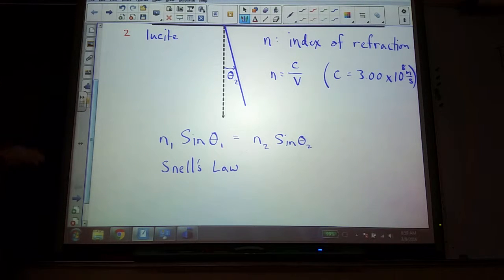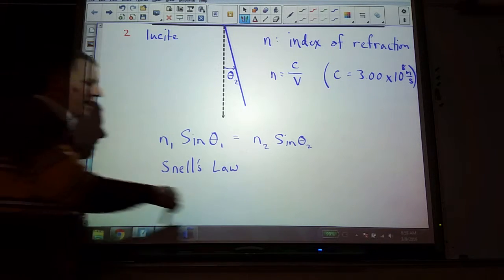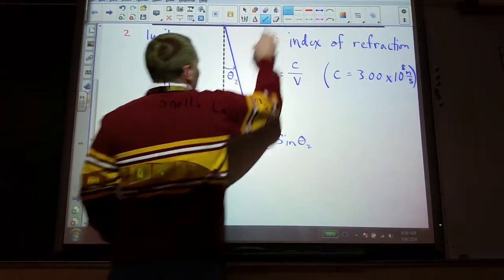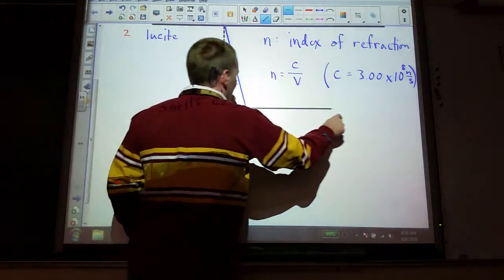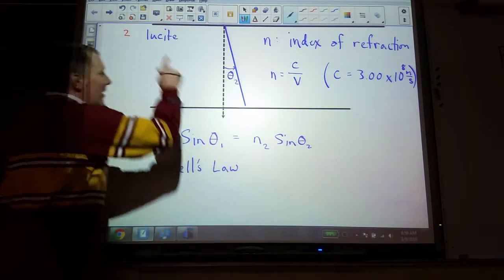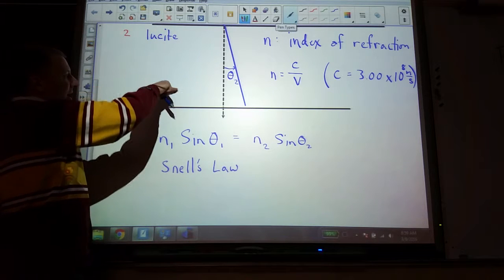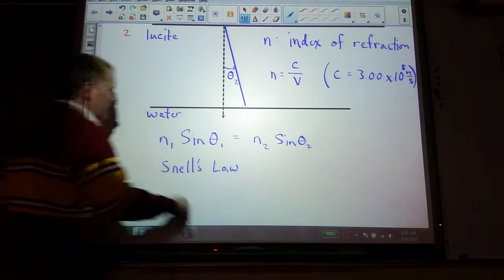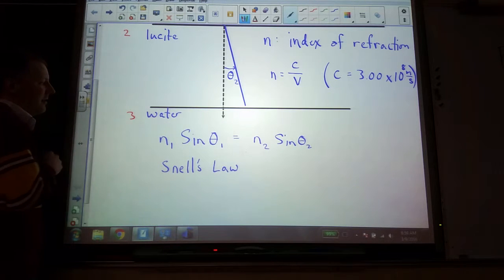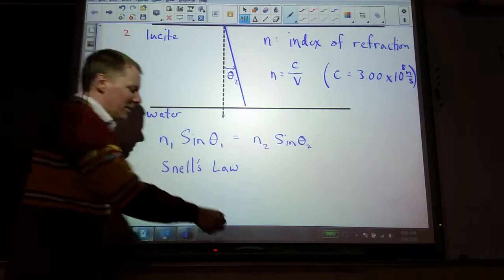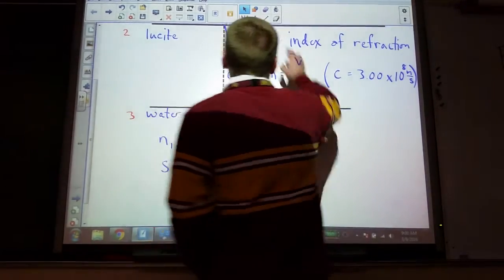And we can use this to describe any kind of interaction. If we had another interface down here, where it maybe went into water, say, so from air to the plastic to the water, all we do is, I call this medium 3, I'd say I want to look at now this change. What happens as it's going through there?